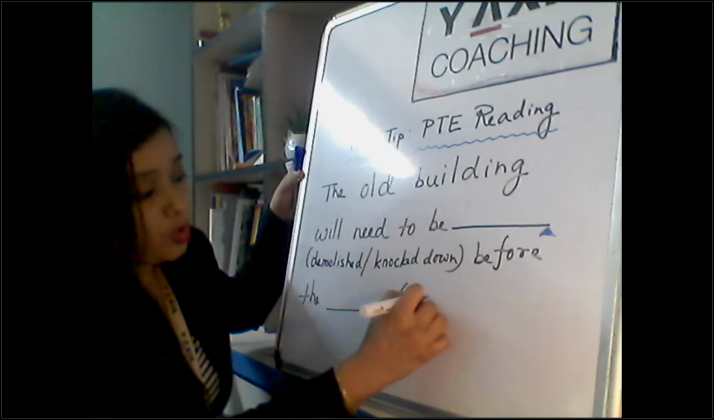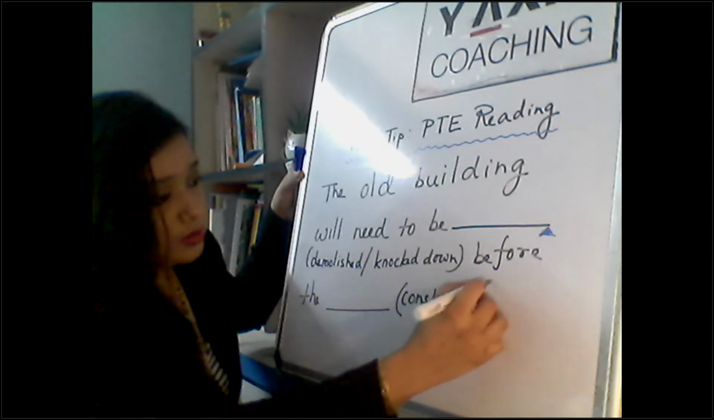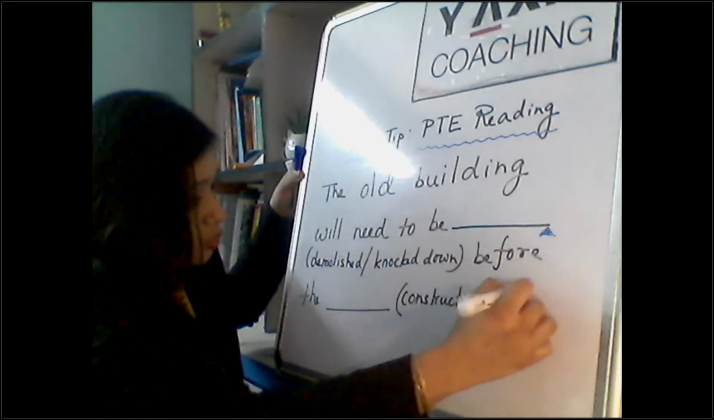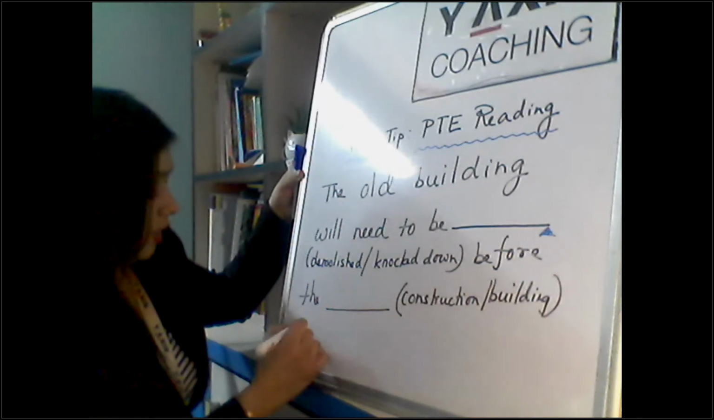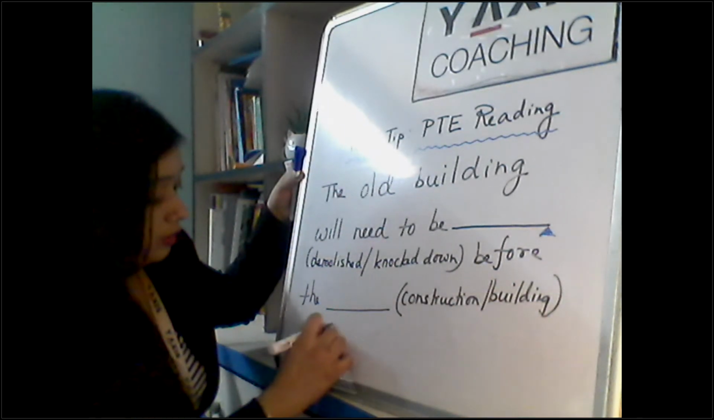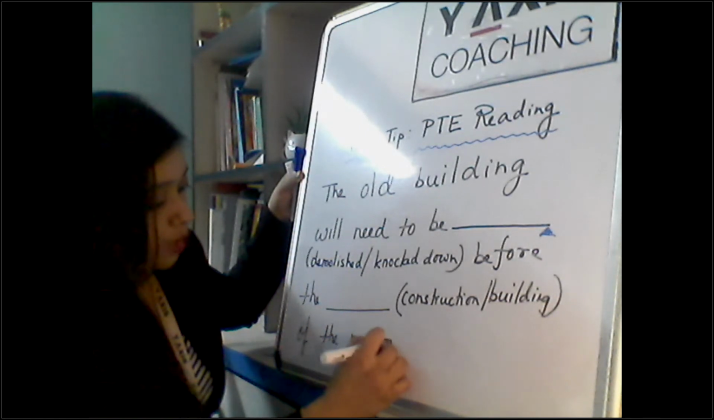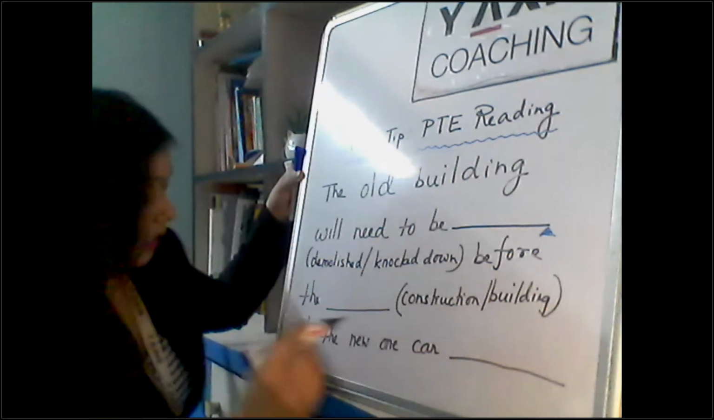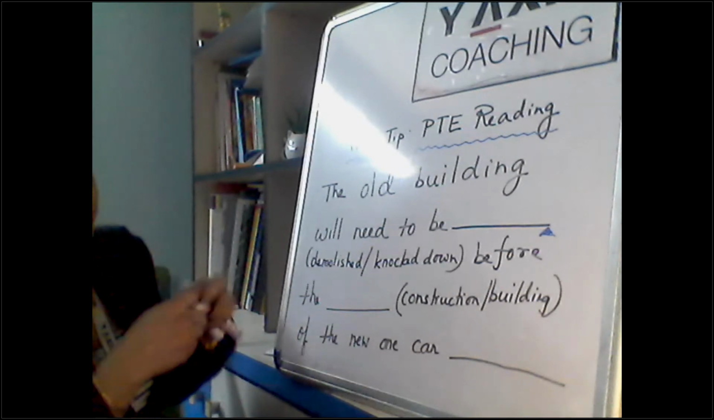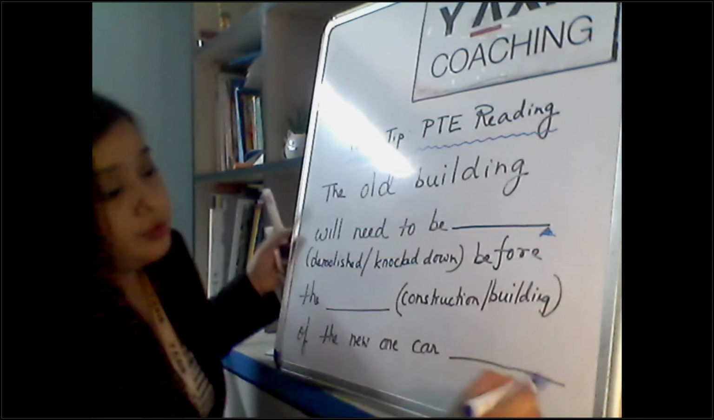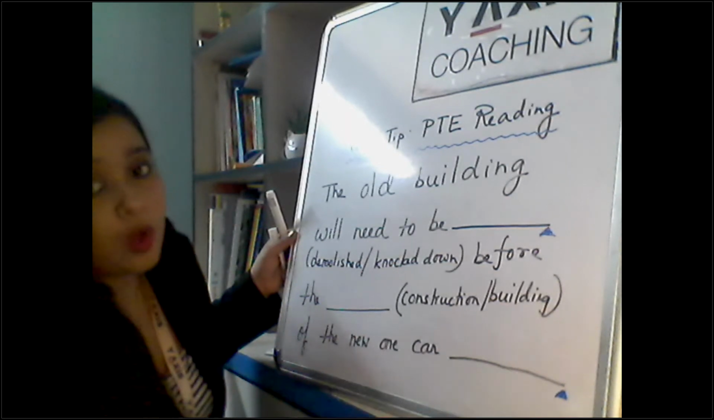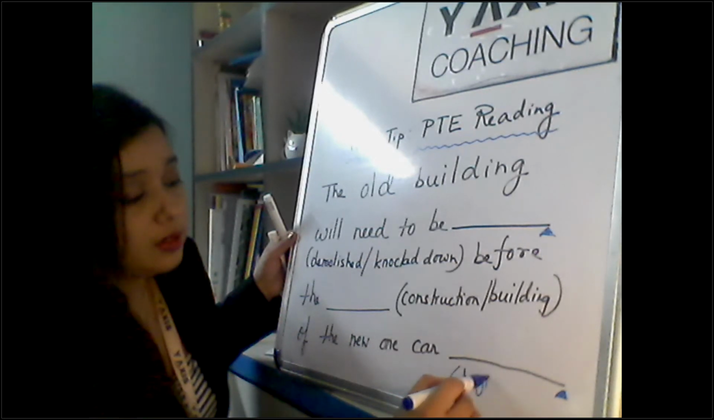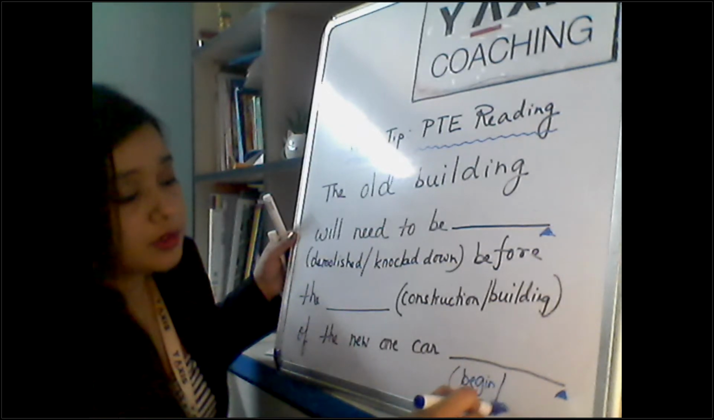Before the construction slash building. So these are the two options that we have. Building of the new one can, and we have the third blank. Okay, and what are the drop down options that we have for the third blank? We have two options. One is begin, another option is commence.